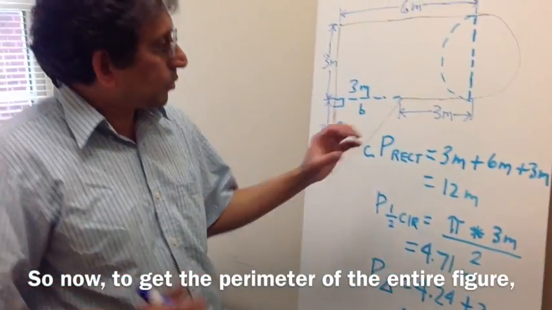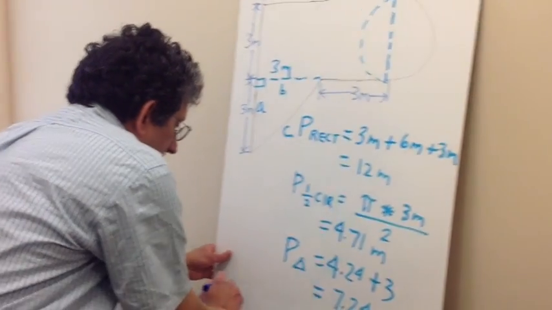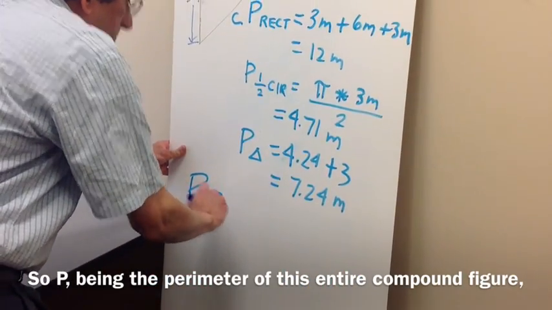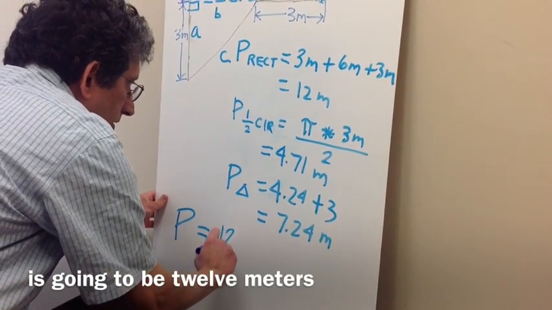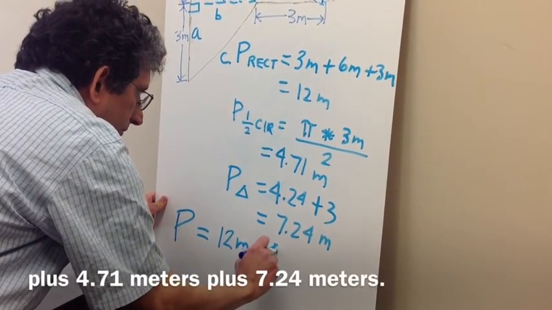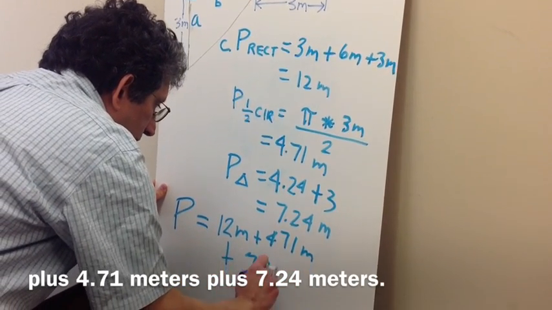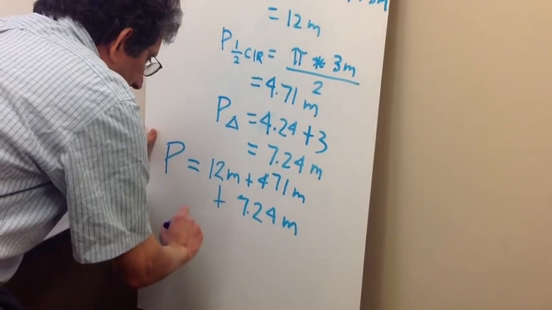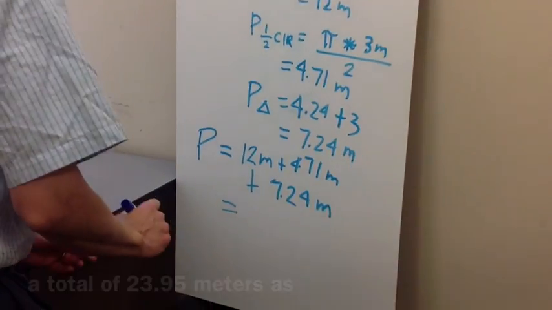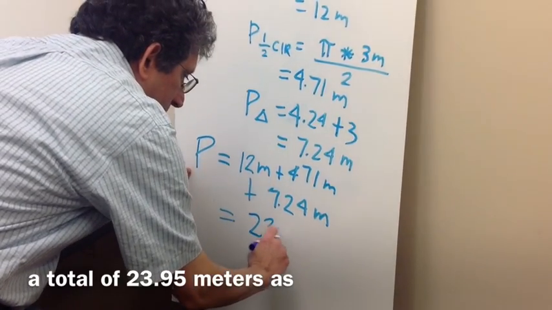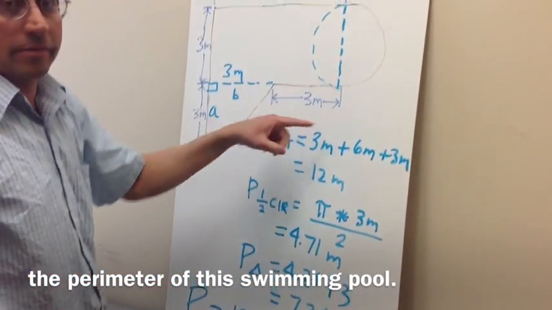So now, to get the perimeter of the entire figure, we just add each of these 3 values. So P, meaning the perimeter of this entire compound figure, is going to be 12 meters plus 4.71 meters plus 7.24 meters. And when we add up these 3 values, we get a total of 23.95 meters as the perimeter of this swimming pool.